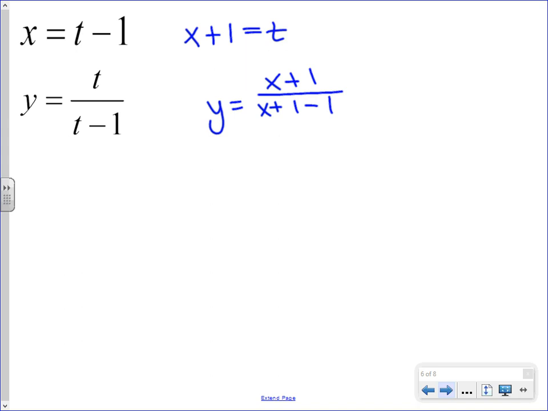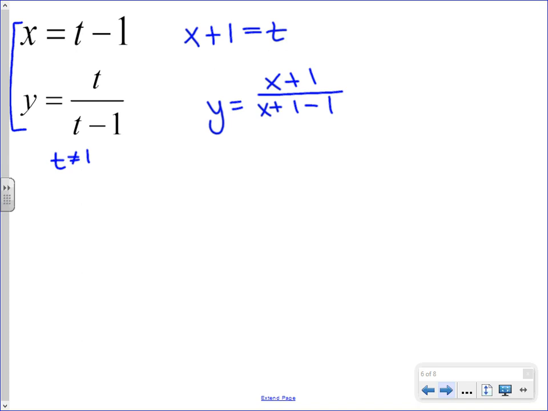Now I got excited here. Do we have any domain issues with our parametric equations? Hey, Grace, what issue do we have? Here we know that t cannot equal 1. We'll come back to that.